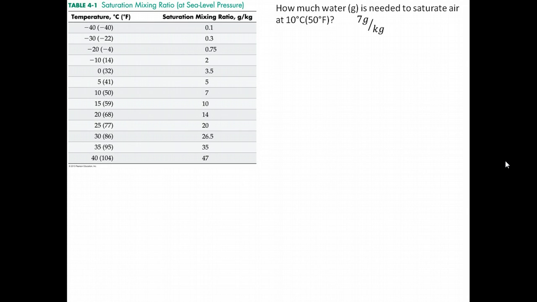If the air was holding that much water at that temperature, we would say it was saturated, which is another way of saying that its relative humidity is 100%, right?